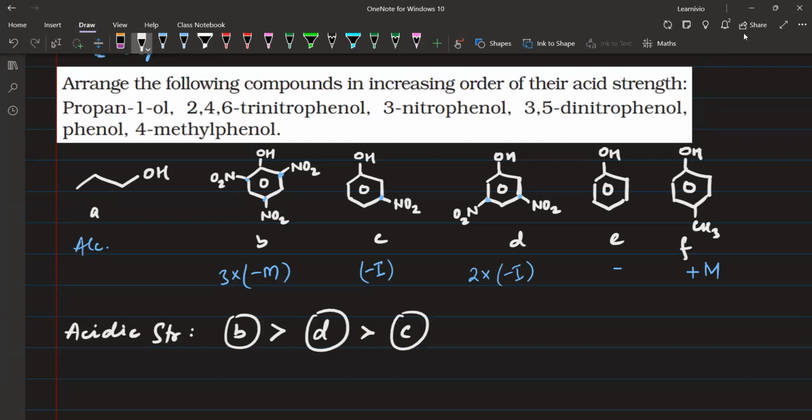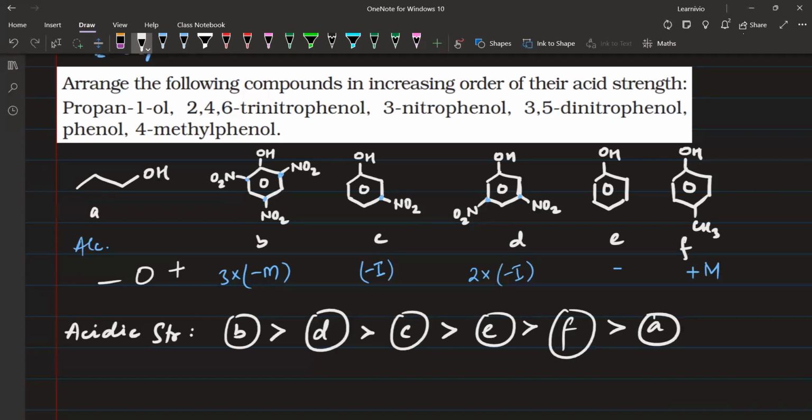Now, generally students do one mistake that they keep +M after that. So it will not be +M. आप ऐसे चल रहे माइनस, उसके बाद 0 आएगा, उसके बाद ही प्लस आएगा. So 0 will be the phenol case when you don't have any groups attached. So after that you will have E, and after that you will have F, that is +M, and after that you are going to have A, which is alcohol. Alcohol will be always less than any type of phenol. Okay, please copy this down.